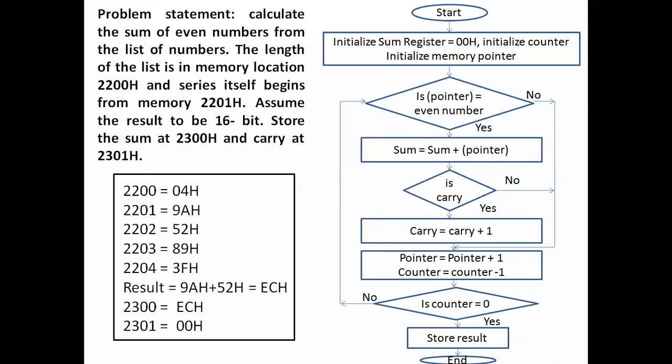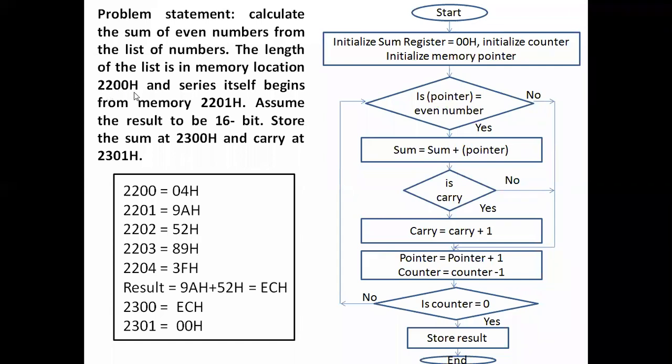And whenever we have to add all the even numbers, it is possible that when we add multiple even numbers, the result may be more than 8 bits. So we are storing the result in the form of 16 bits. Storing it in 16 bits means we have to save the sum and the carry, so 2 memory locations will be required to store the result.